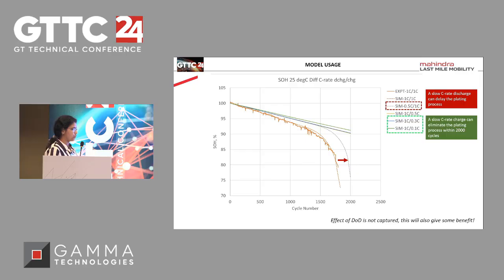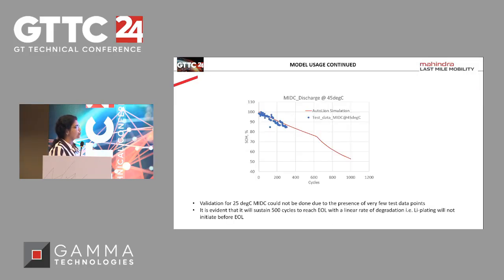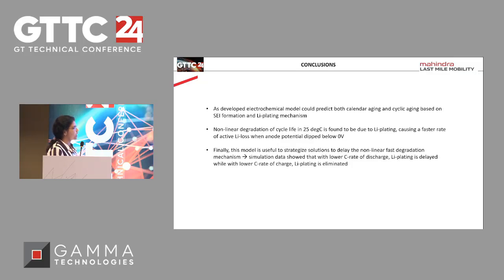Even then, this model could be used to capture the effect of DOD or of smart charge, which are still our ongoing projects. We also used the model to simulate our MIDC discharge profile, and there too we could see a good match. With all this, we can say that this developed electrochemical model is based mostly on the ACI formation, and in the later part it is the lithium plating that plays the major role.